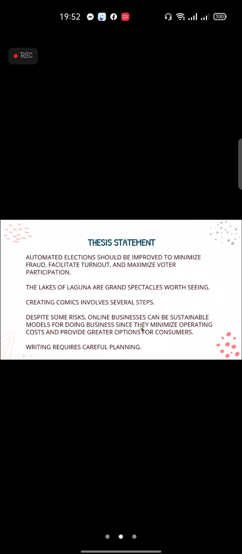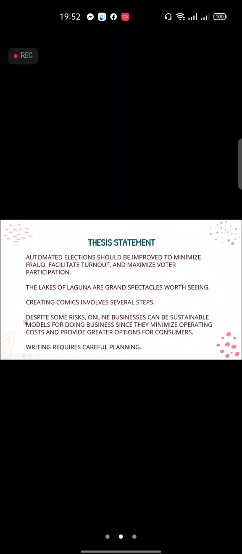So, here naman, yes, this is a thesis statement. It talks about online businesses. It can be sustainable models for doing business since they minimize operating costs and provide greater options for consumers. So, again, in this sentence, mayroong 3 supporting points regarding the online business kahit pa may risk siya. Okay? And for the last one, writing requires careful planning. The same with the second and third.